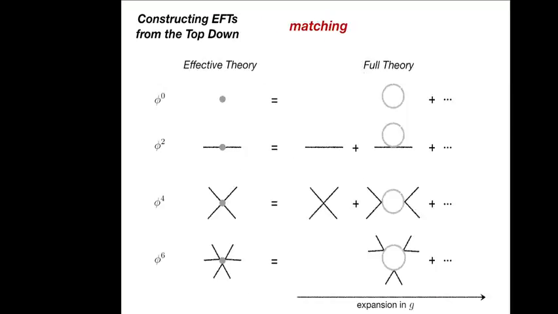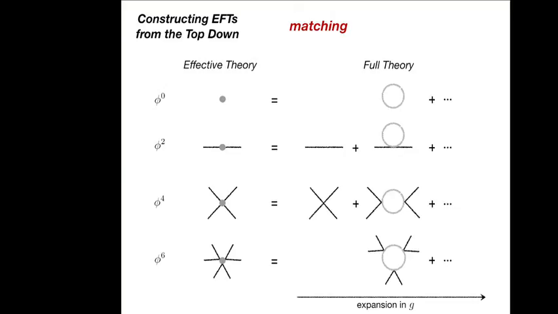So matching then means that I can compute scattering both in the effective theory and the full theory with just external legs, because I'm doing things at low energies where I'm not able to produce on-shell heavy particles. And so these amplitudes have to agree. So what I'm doing is I'm adjusting the coupling strength of the effective theory such that order by order in perturbation theory it agrees with the full answer.